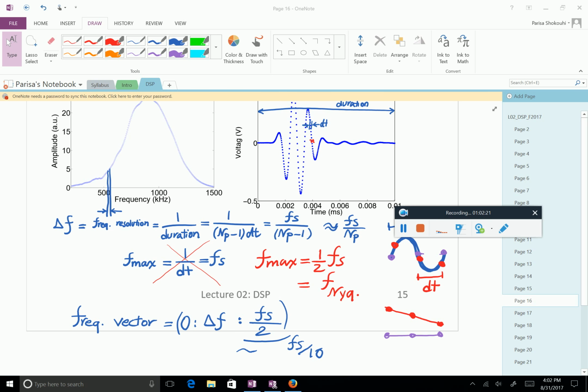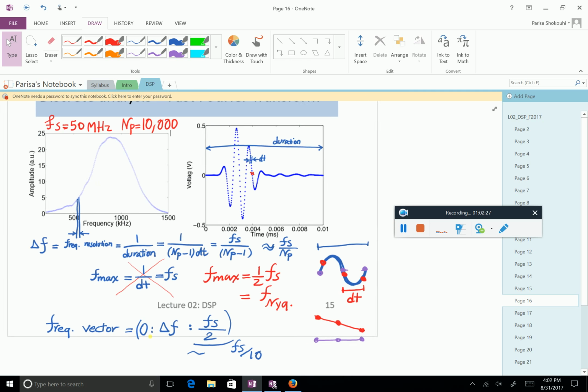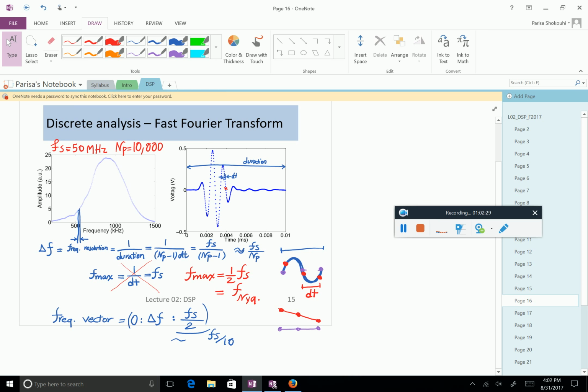Now, it seems that most of you are now okay with this. I suggest that you repeat this for the other signal. Try to understand the steps. It's very, very important that at any time you can construct the frequency vector and make a spectrum. This is important.